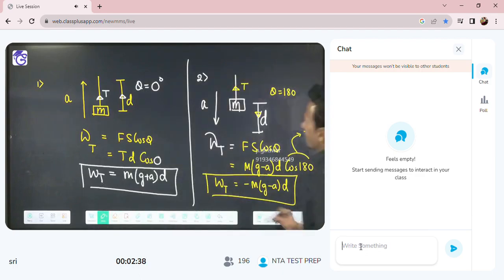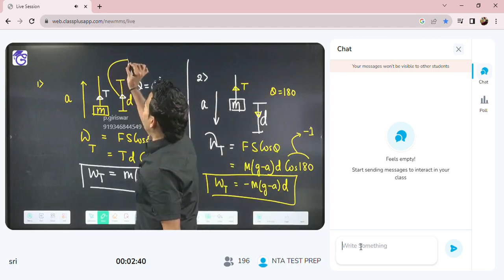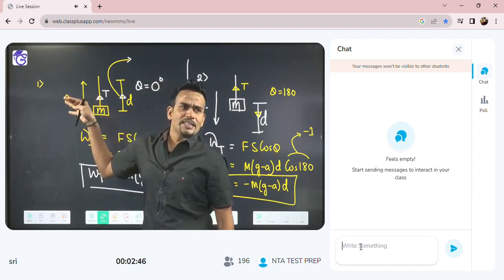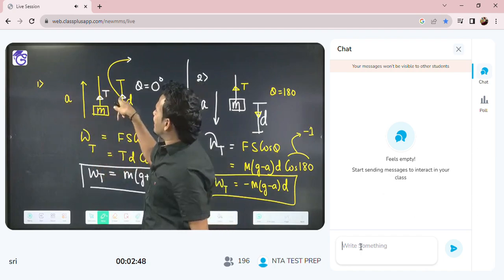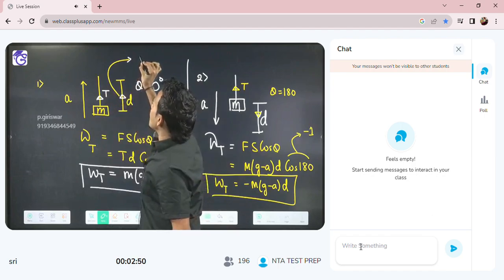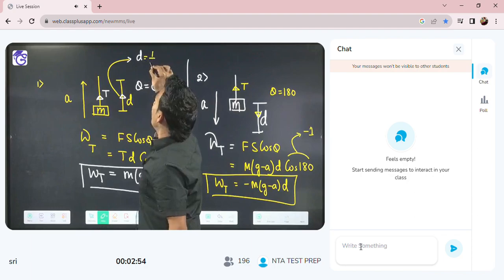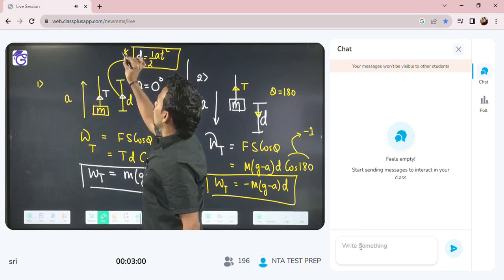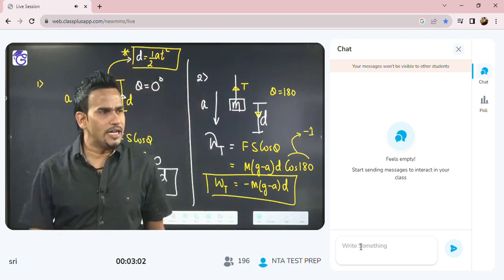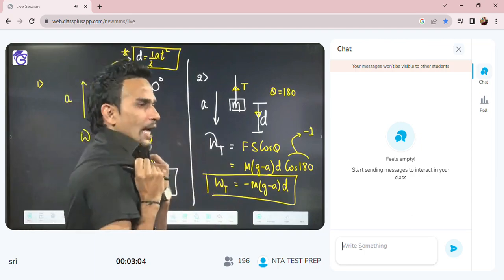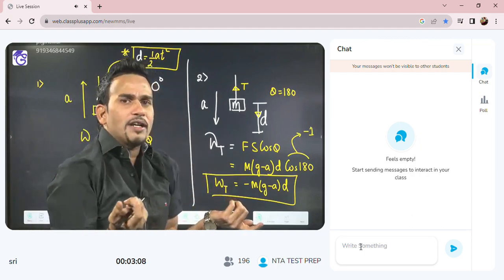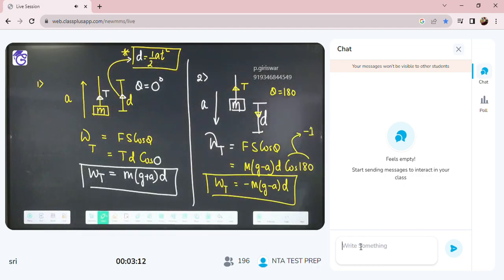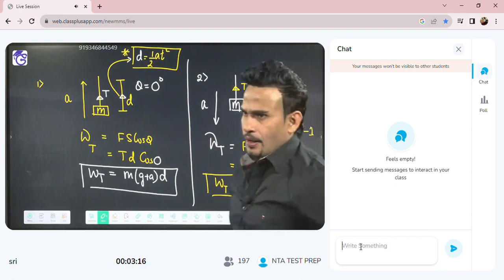And always remember, sometimes you have to calculate this D by yourself, because they will say the particle or system is starting from rest. So distance D you can find in time T using the equation of motion: D equals half A T square. Many times D is not given, so you have to calculate D with the help of the equation of motion. If acceleration is known and they give you time, say find the work done in 2 seconds, you can use the second equation of motion to find D.